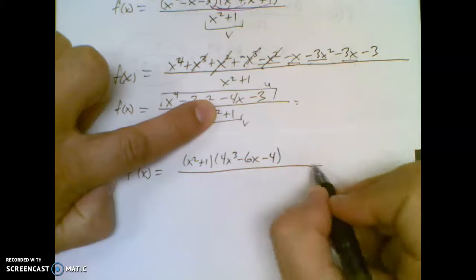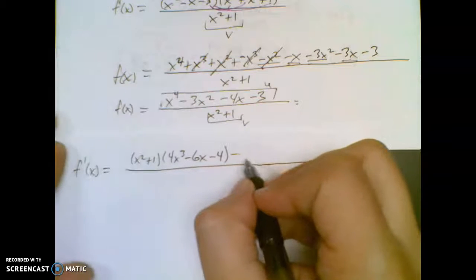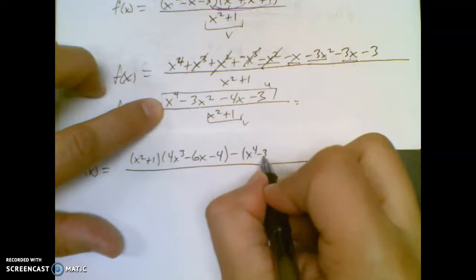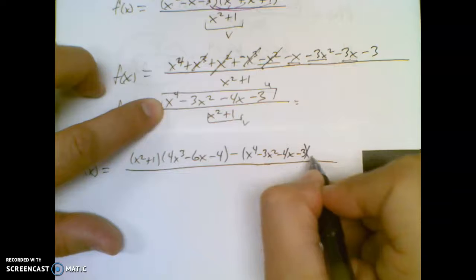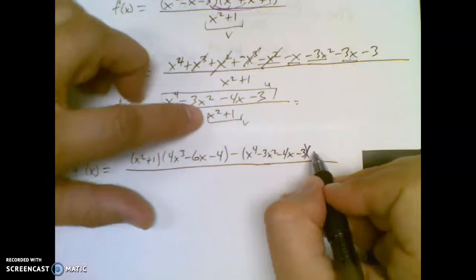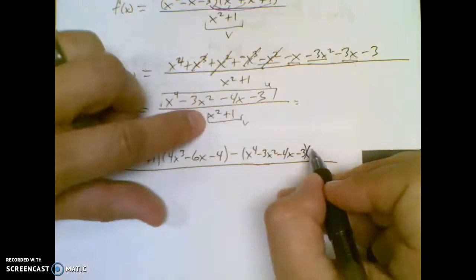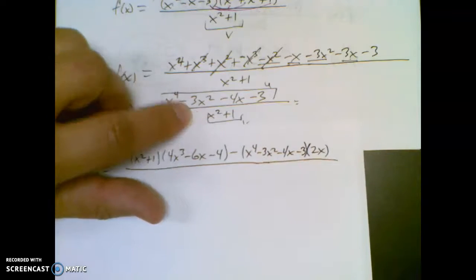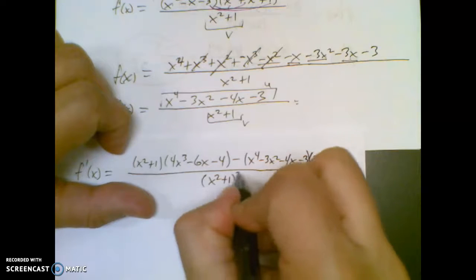That's low d high minus high, which is this ugly thing, x to the fourth, 3x squared minus 4x minus 3. Oops. D high, what's the d low? Low d high minus high d low. That's just 2x, right? Nothing crazy there. And it's all over low, which would be x squared plus 1 squared.